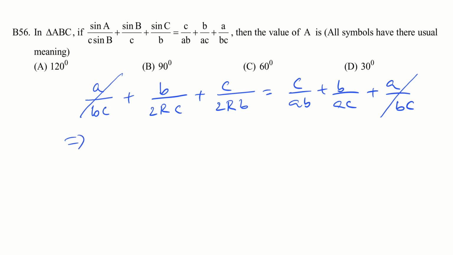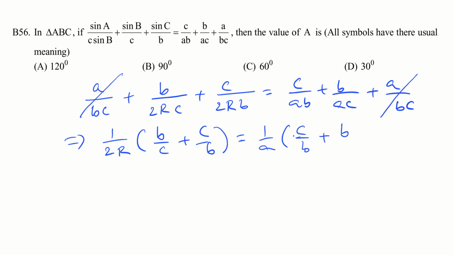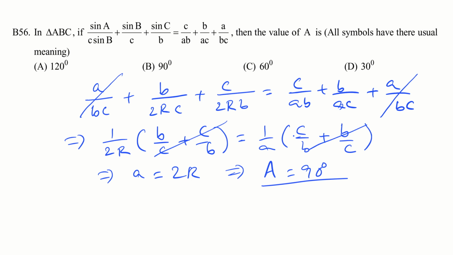So on the left hand side I have 1 by 2r into b by c plus c by b is equal to, on the right hand side if I take 1 by a common, I have c by b plus b by c. So you can see that I can cancel this part and I have a is equal to 2r. That means angle A is nothing but 90 degrees from sine rule.